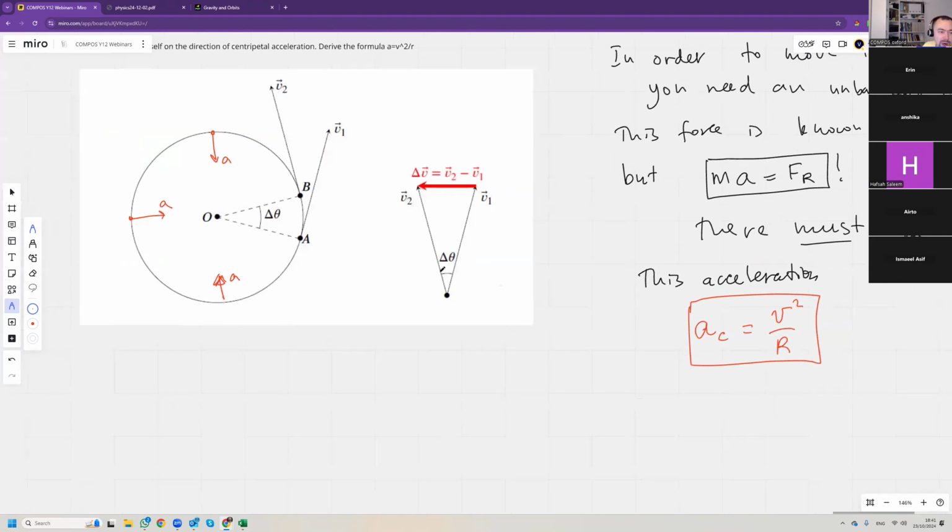But how does that even make sense? Why is it towards the center, first of all, and why is it v squared over r? So let's try to work that out. So here we have a diagram. At A, the velocity is v1. And at B, the velocity is v2. And you can see that the velocity is clearly changing. The change in velocity, delta v, is the final velocity minus initial velocity. And if you apply the rule of subtraction of vectors, you will see that v2 minus v1 is this red vector here, which is indeed towards the center of the rotation.